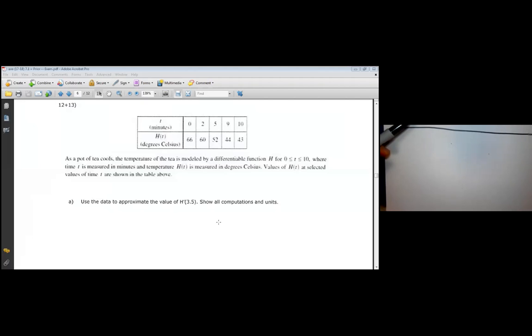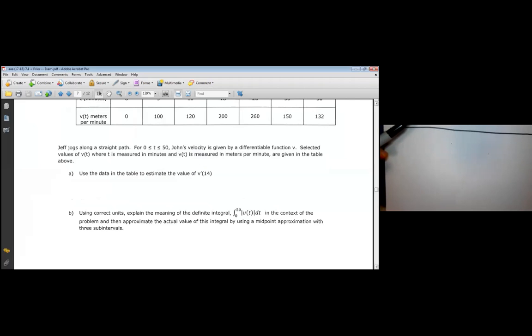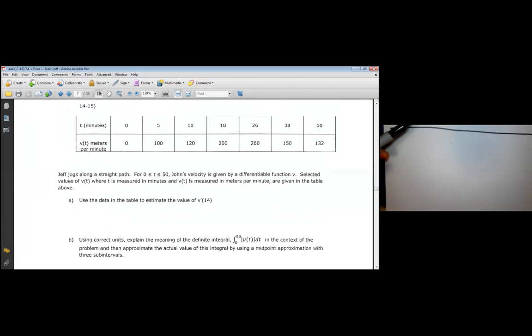Okay, so let's see, we've got. Where did it go? Okay, so that takes us to the next one. Next problem is talking about Jeff. Jeff jogs. So here was our problem for Jeff jogs. So this was about his movement over a period of time. You have a table that models his velocity. So we're talking about how fast he's moving over a period of time.